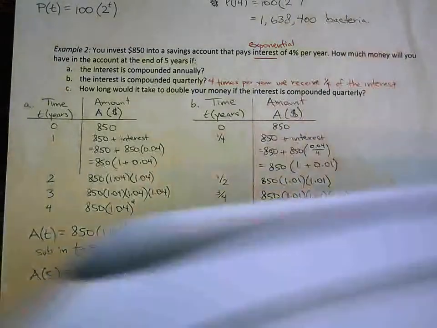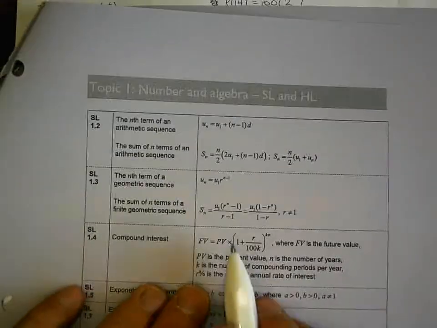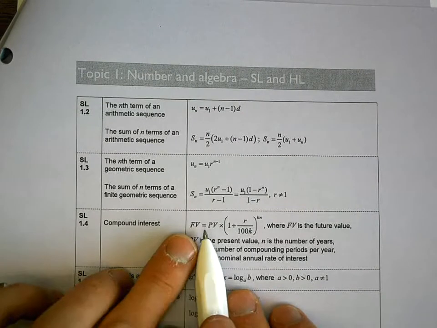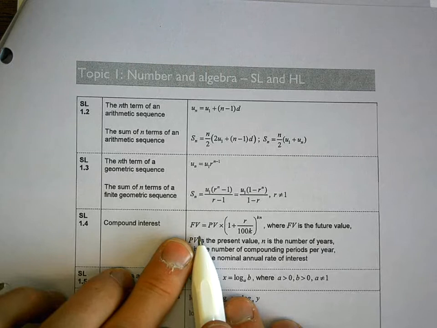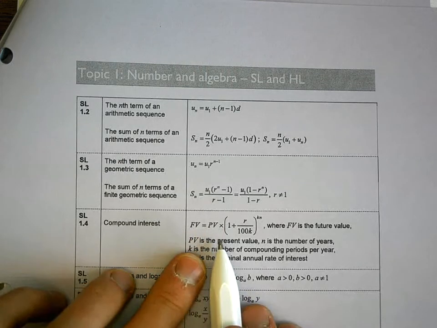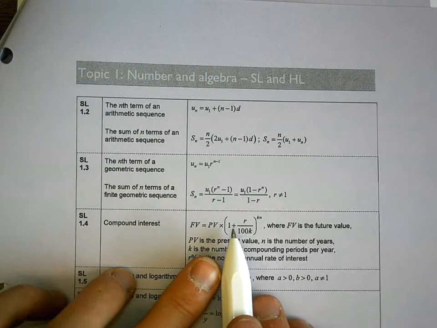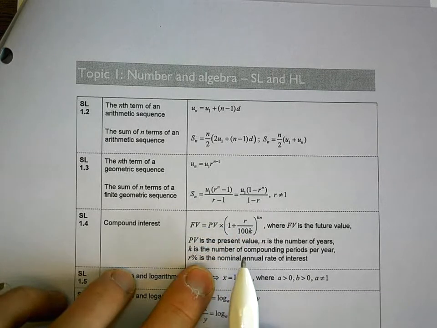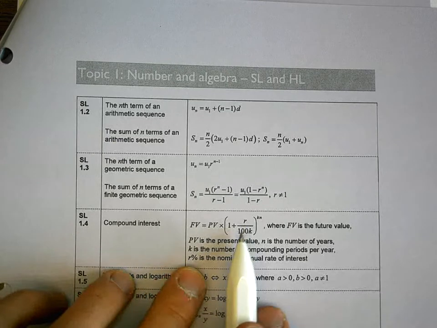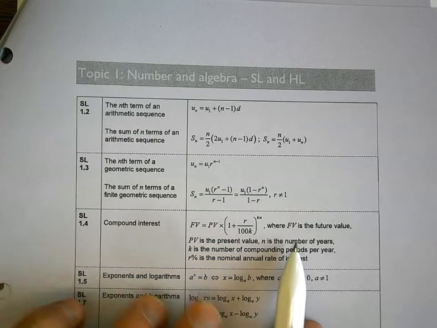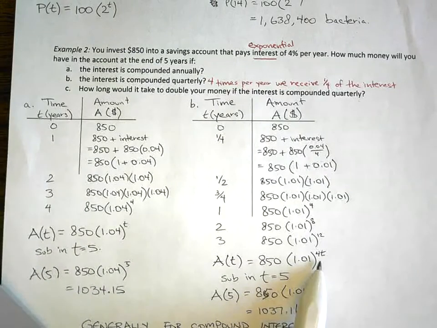let's look at the formula sheet. Compound interest is your future value, or the amount of money you have, is equal to the present value, the money you started with, times 1 plus r, where r is the interest rate in percent. Then you divide the interest rate by 100 to make it a decimal. And you divide the interest rate by the number of compounding periods per year.